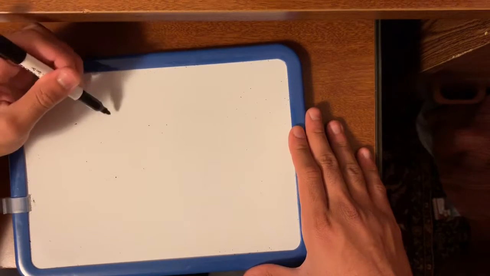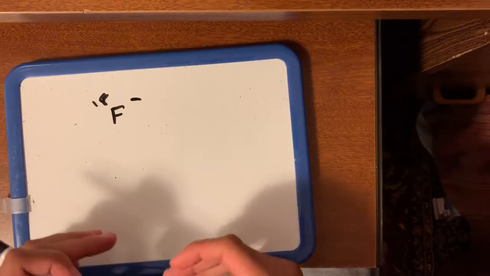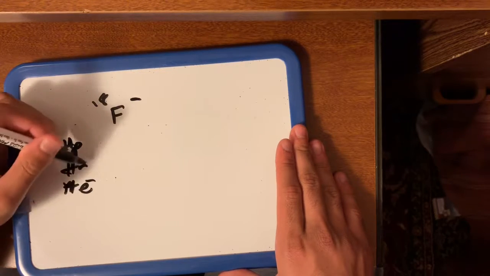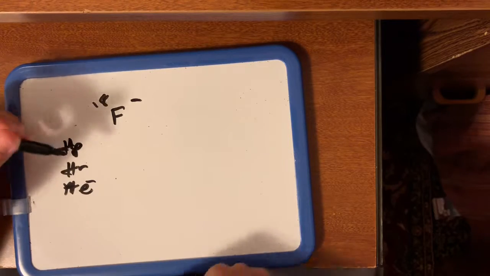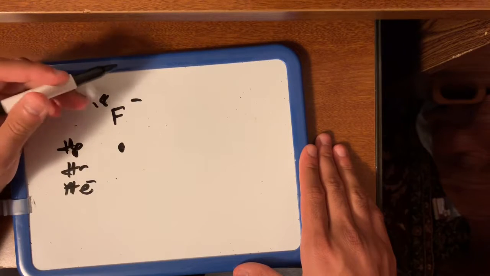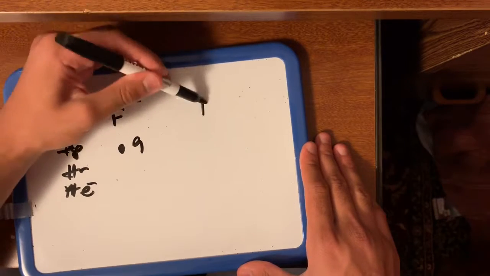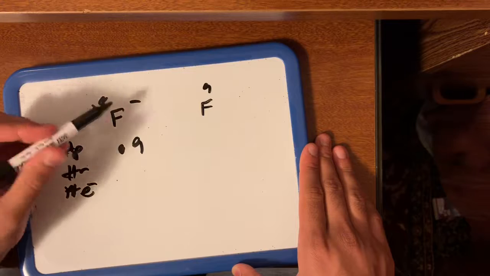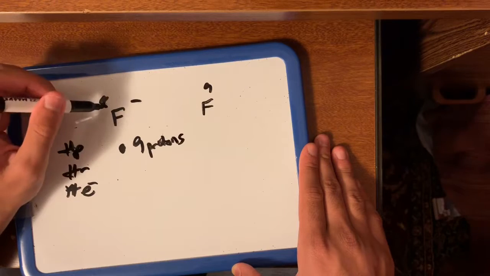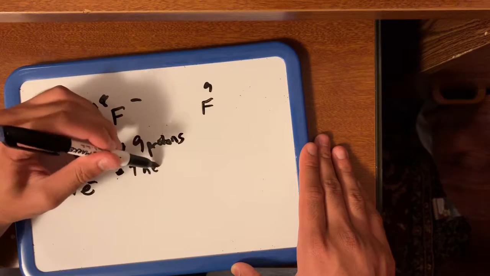So let's say we were given this, and the question is asking us for the number of protons, number of neutrons, and the number of electrons. Since it's fluorine, if we go to our periodic table, the number of protons would be 9. The atomic number of fluorine is 9. And we have an atomic mass of 18, so if we subtract 9 from 18, we will be left with 9, which means we now know that we have 9 neutrons.